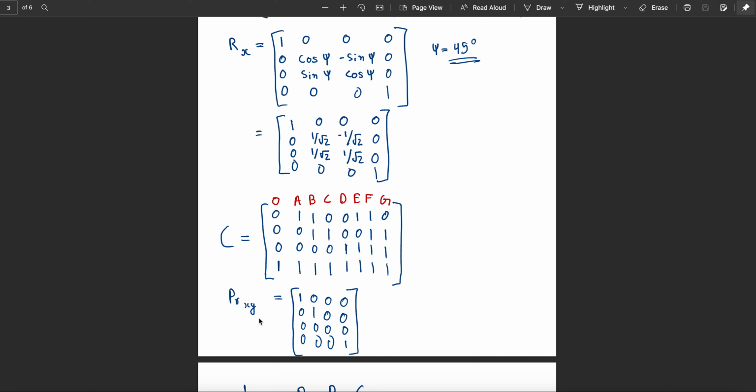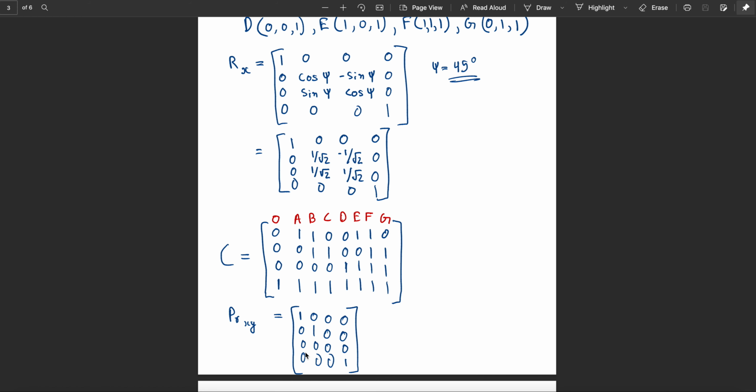projection matrix for projecting a 3D object along the XY plane is this. Given here: [1, 0, 0, 0], [0, 1, 0, 0], [0, 0, 0, 0], [0, 0, 0, 1]. Notice the third row is all zeros. That is how we eliminate the z coordinate, so that we project it on the xy plane.